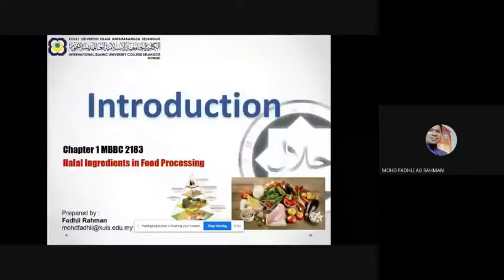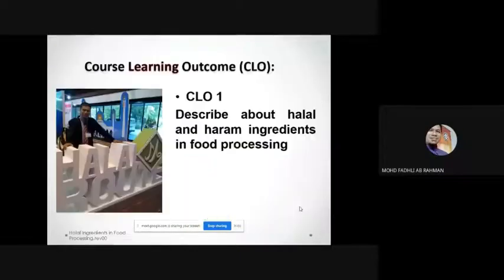So Chapter 1 is Introduction for Halal Ingredients in Food Processing. So what is our outcome for this chapter is to describe about halal and haram ingredients in food processing.